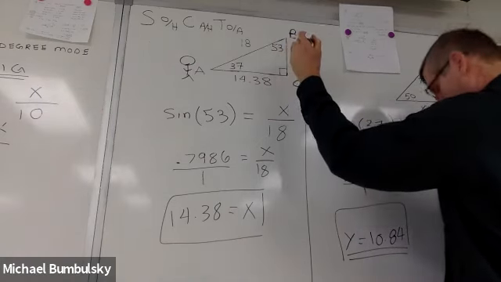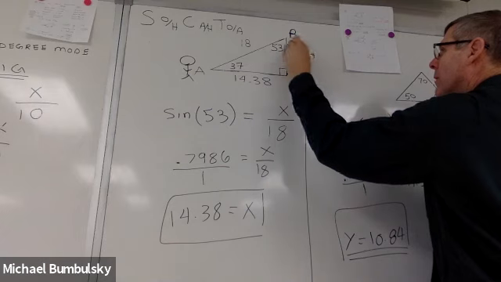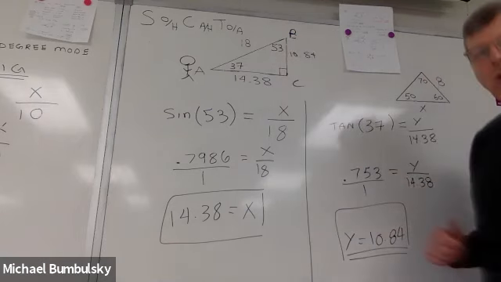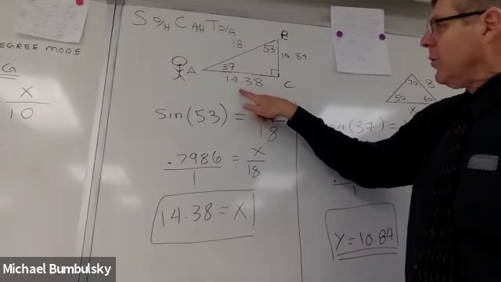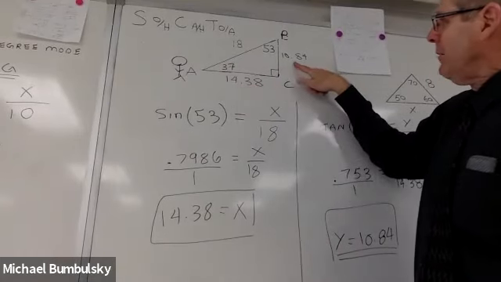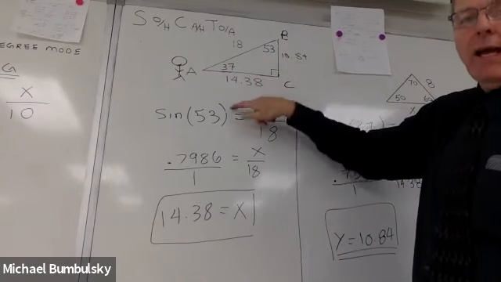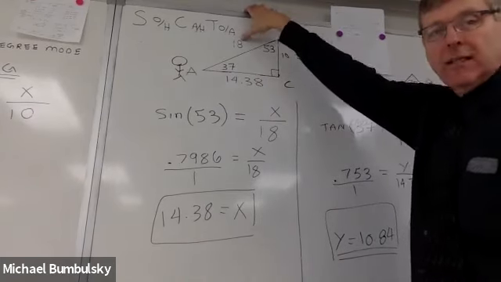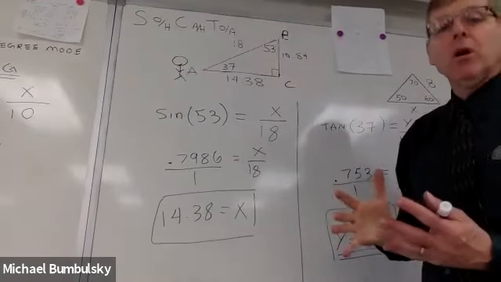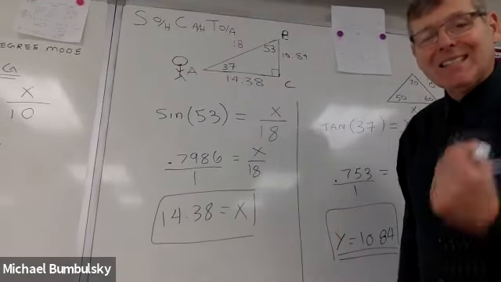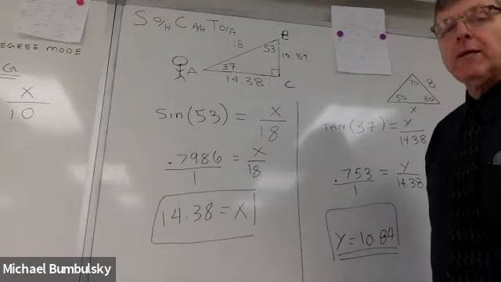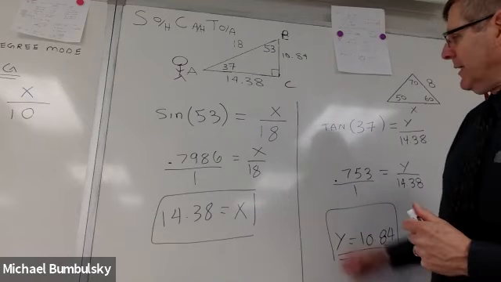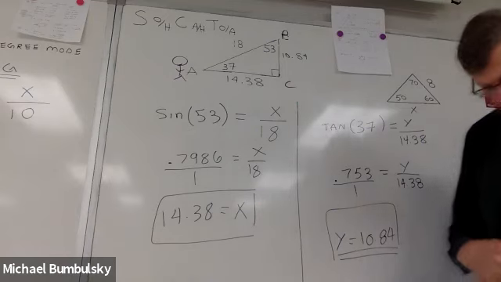Y is 10.84. So if you wanted to check your work, because it's always good to check our work, if you took 14.38 times 14.38, added it to 10.84 times 10.84, a squared plus b squared, you'll get 18 squared, or something real close. You won't get it to be exactly equal because these are rounded off, aren't they? Okay, but you will get it to be very close. Okay, does that example make sense to everybody? Yes. Okay, good.